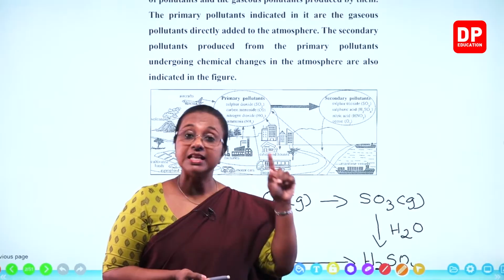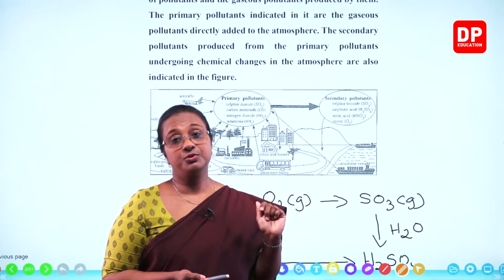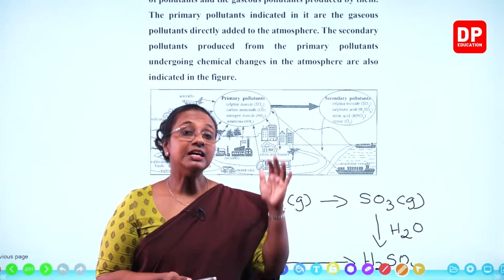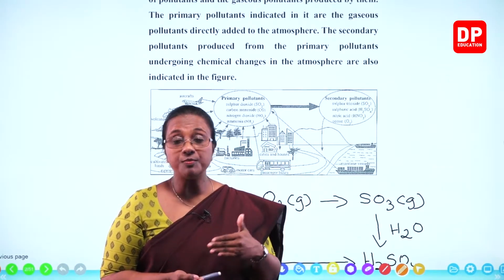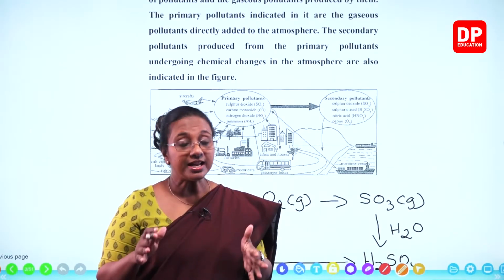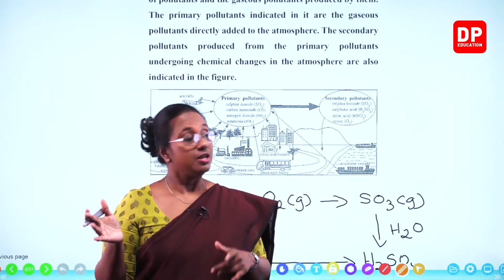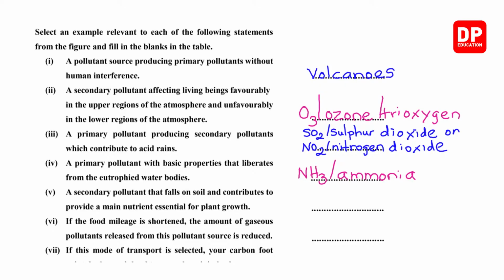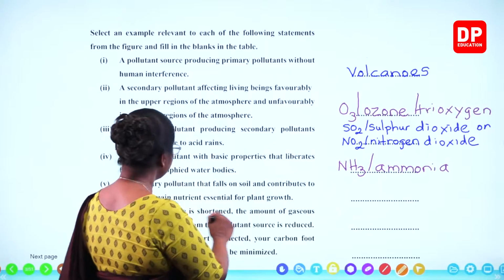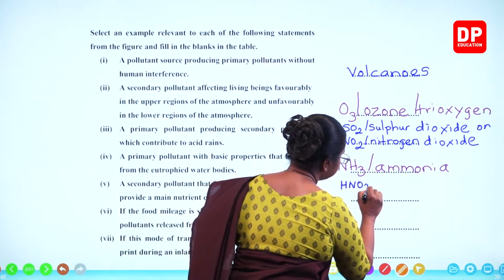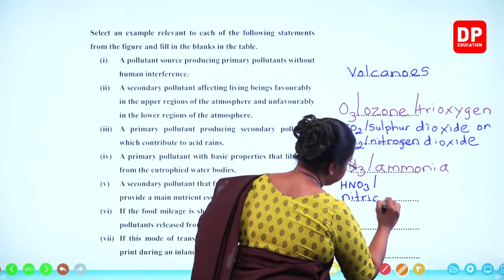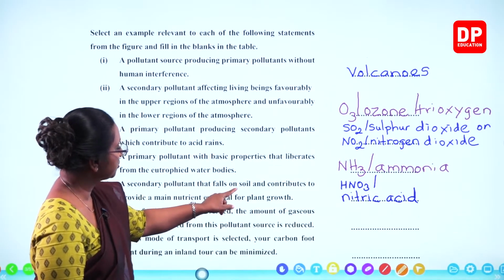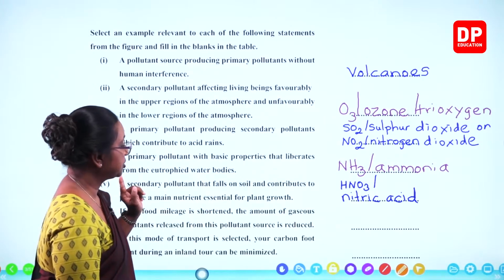Now we have learned in the nitrogen cycle, you can remember the nitrification process, nitrogen fixation, biological fixation, industrial fixation and atmospheric fixation. So that the gases, nitrogen gas is converted to forms that can be absorbed by plants. So nitrates are needed for the growth of plants. So there, HNO3 will give you nitrate ions. So the answer for that question is HNO3, nitric acid. HNO3 or nitric acid. So that is the secondary pollutant that falls on soil and contributes to provide a main nutrient essential for plant growth.